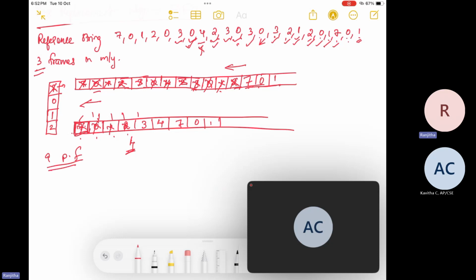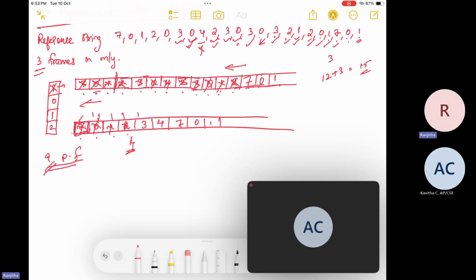Whereas in the other scenario, we can see that initially we had 3, right? So we had 3 page faults. Now let us see how many replacements we did. 1, 2, 3, 4, 5, 6, 7, 8, 9, 10, 11, 12. So we did 12 replacements plus the initial 3. So the total page fault is 15, whereas in this scenario, it came down to 9.